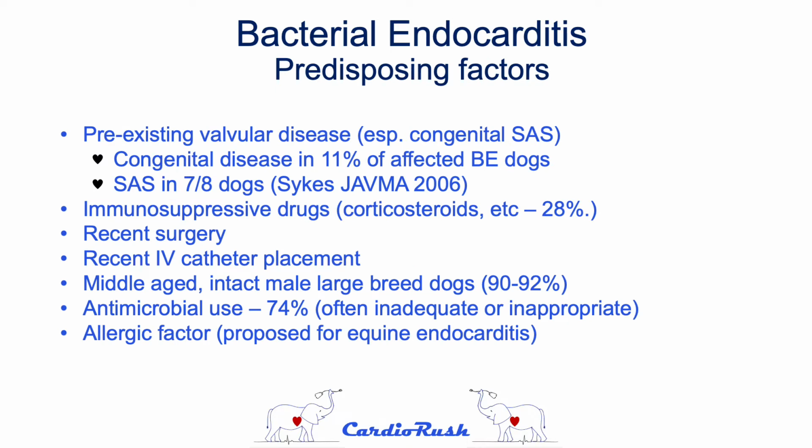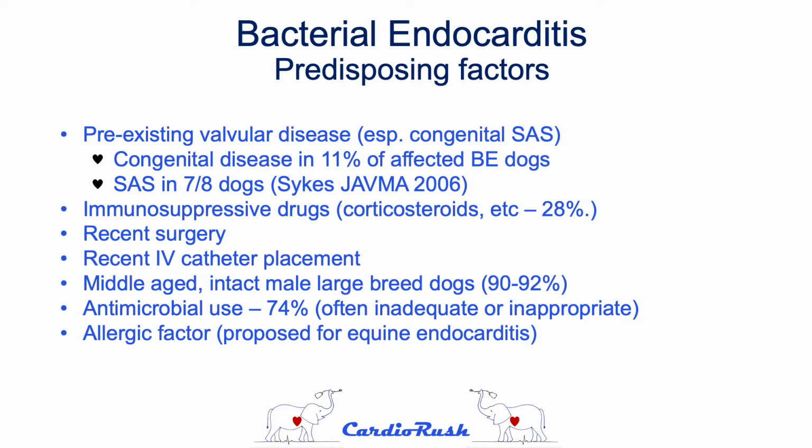So, pre-existing valvular disease, especially congenital subaortic stenosis in dogs, and congenital disease may be present in up to 10 or 15% of dogs with bacterial endocarditis, with subaortic stenosis being the most frequently identified pre-existing congenital disease. Some animals that develop bacterial endocarditis have been on immunosuppressive drugs for some period of time before the point of diagnosis, or they had recent surgery or a recent IV catheter placement.